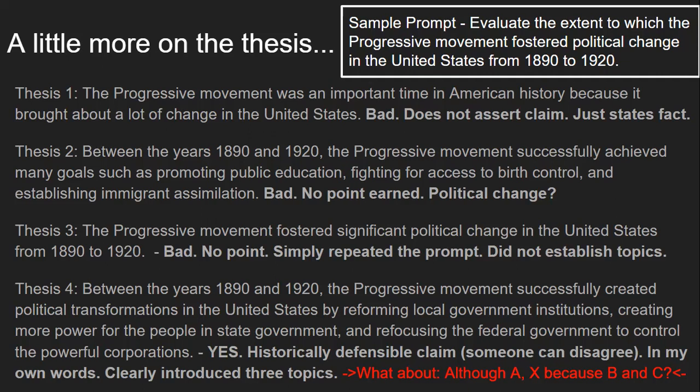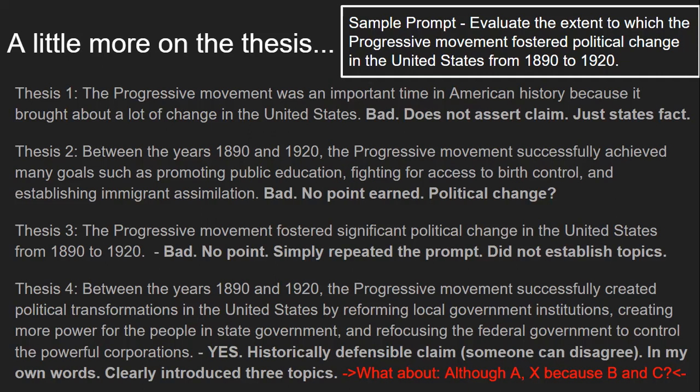So thesis number 4 is really going to be a base hit. It's not going to be a home run, and I'll explain that in a second too. But it's going to be a base hit. Thesis number 4: between the years 1890 and 1920, the progressive movement successfully created political transformations in the United States by reforming local government institutions, creating more power for the people in state government, and refocusing the federal government to control powerful corporations. That's a good thesis.